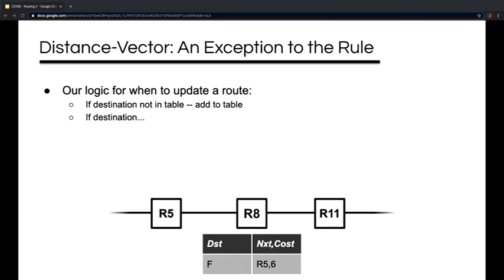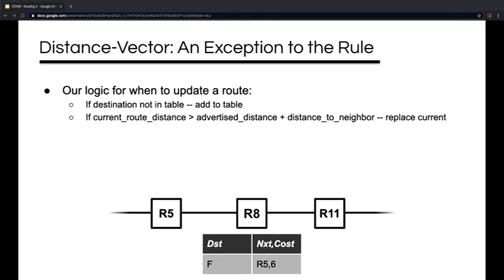We've said it a bunch of times. The cost of the new one would be less than the cost of the current one, right? So there it is. If the current route distance is greater than the advertised distance plus the distance to that neighbor, you replace the current one, right?